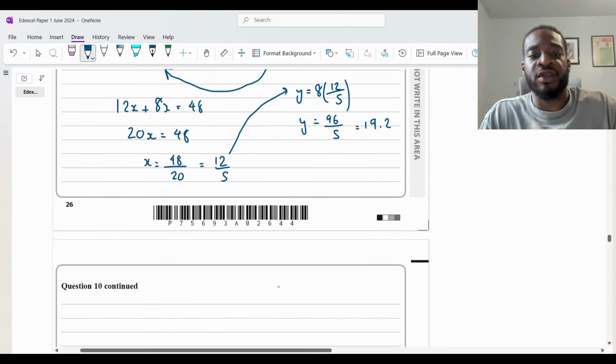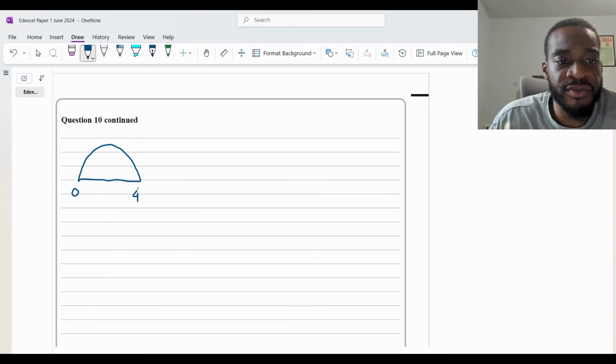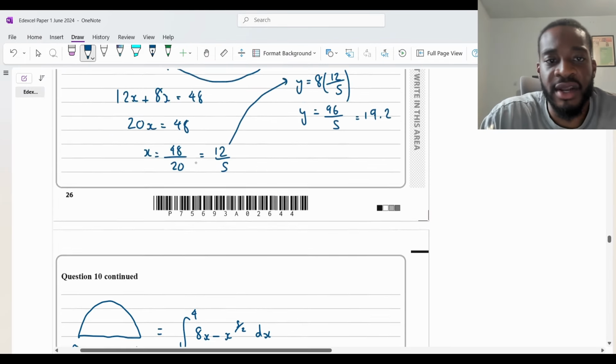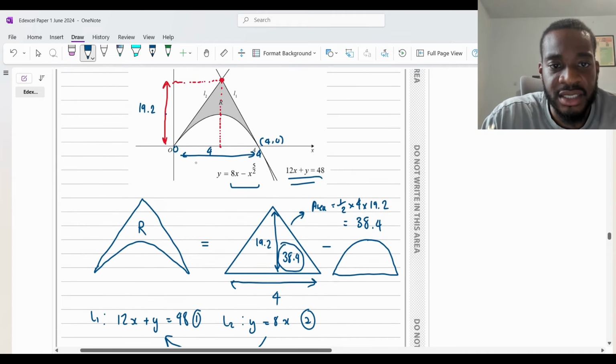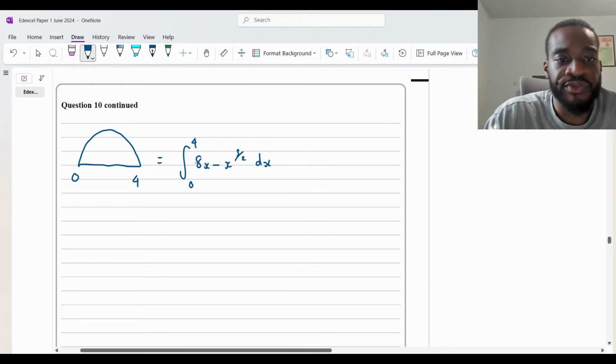Okay, so I'm going to do that on this page here. So I'm going to say this area here, which is what we're looking for, which is between 0 and 4, is just going to be equal to the integral of the function, the curve, 8x minus x to the 5 over 2 dx between 0 and 4. Let me just make sure I've written it down correctly. Yes, I have x to the 5 over 2. Yes, I have. Perfect.